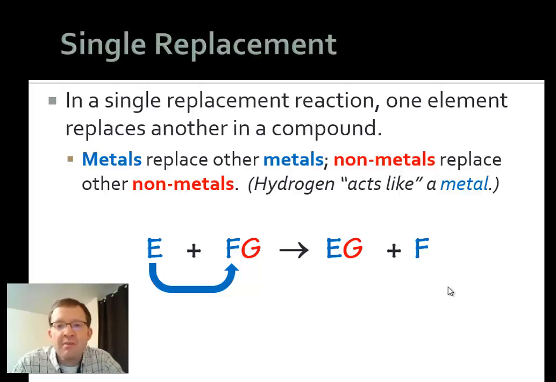So FG is a compound, a metal with a nonmetal. It could perhaps be a metal with one of the ions from our polyatomic ions list. But in any case, the metal E is trying to replace the other metal F. And we use the analogy of this being sort of like at a dance.